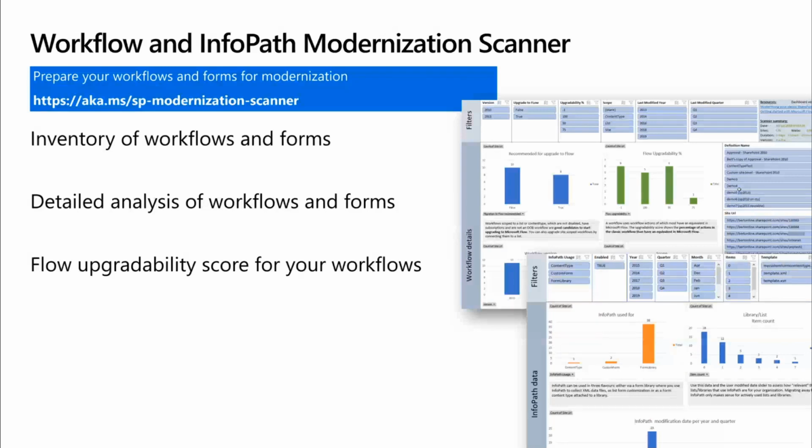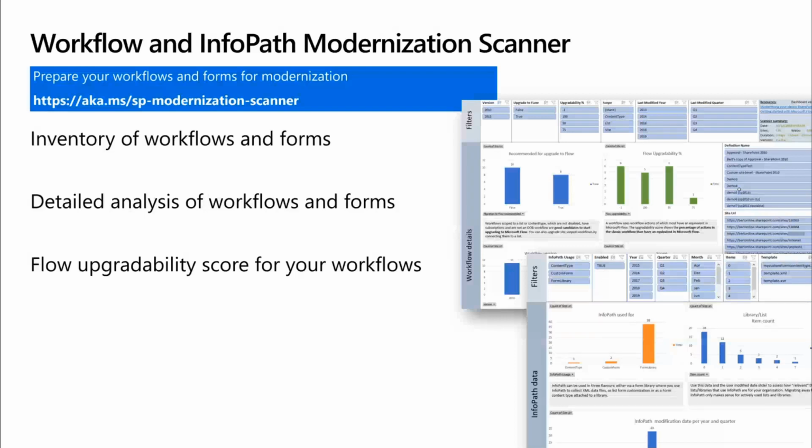And the plus for using the scanner tool is if you use it for workflows, you will get the ability to see the upgradability score of the workflows. Here are the workflows that are like 75%, you can convert them. 50%, you can convert them because of these different things, right? And for InfoPath, you get what are the web forms and what are the client forms and which ones were accessed, modified last by users. So really useful. Bert has done an awesome job for this tool.